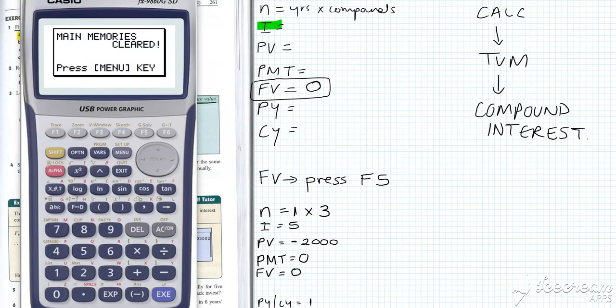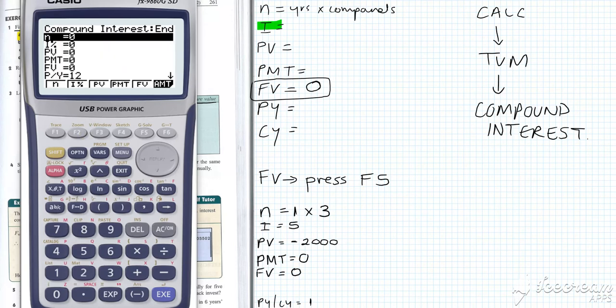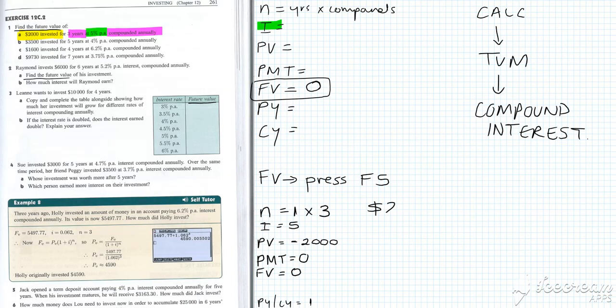Okay, so you might remember that we go into our mode. We've got our TVM that we go into. We go to F2 for compound. Then I'm going to put 1 times 3. I'm going to put 5. I'm going to put negative 2,000, 0, 0, and 1. Then I'm going to push F5, and I got 2,315.25. That was my FV. That is all we need to do for this question.